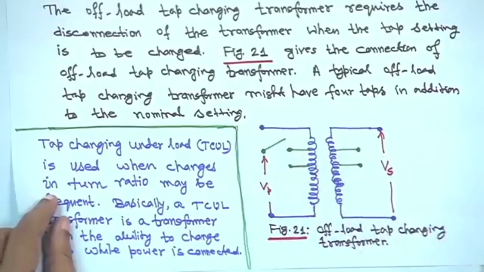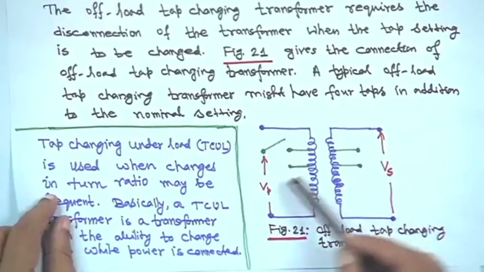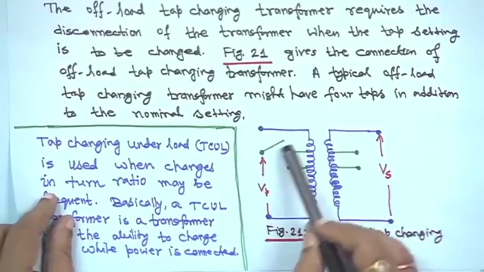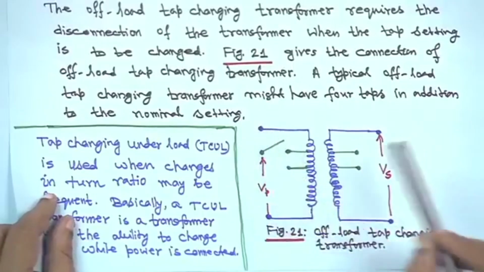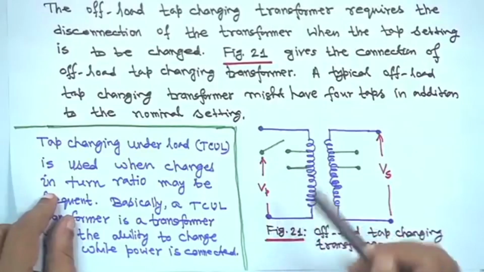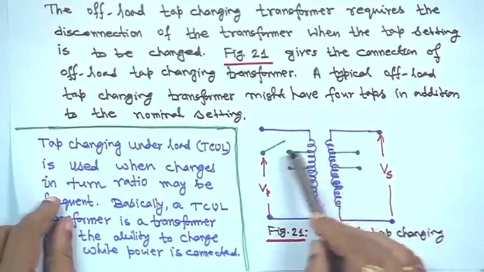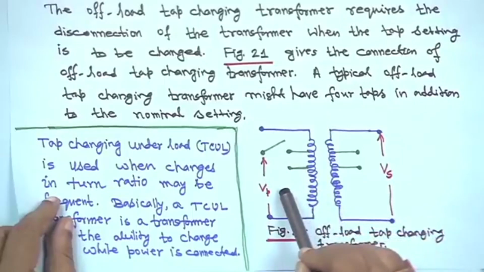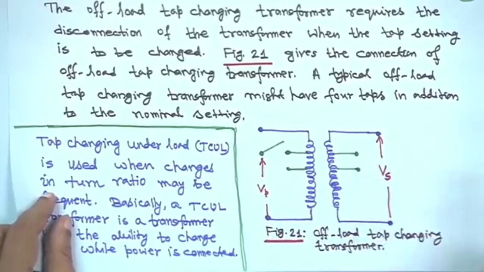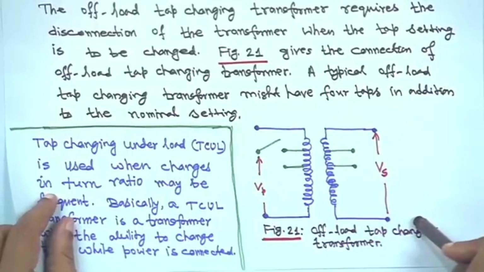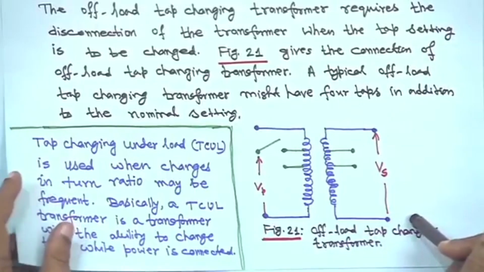In this way basically we are reducing the number of turns. This is the primary side and this is the secondary side. If the switch position is here, full voltage is applied, otherwise if it is coming here, the voltage will reduce on this side. A similar arrangement is shown here also. So, this is your offload tap changing transformer, that means you have to make it offline.